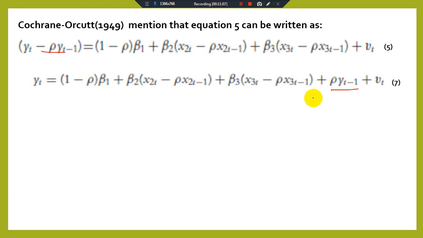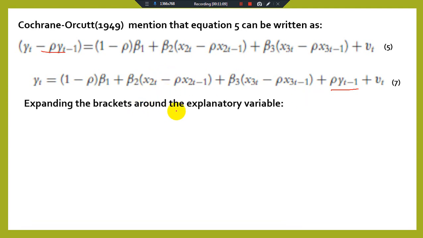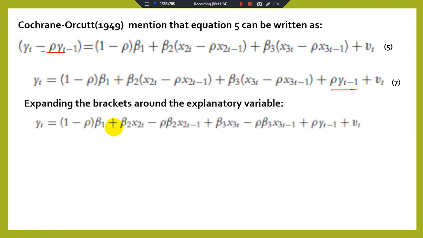Okay, this is our equation 7. Expanding the brackets around the explanatory variables: beta 1 is multiplied with this, beta 2 is multiplied by this part, and beta 3 multiplied by this part, and we get this, and this is our equation 8. Now we have yt is equal to 1 minus rho beta 1 plus beta 2 x2t minus rho beta 2 x2t, and so on. Here the error term vt is a white noise error term.